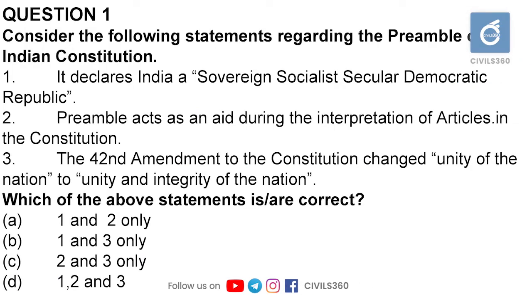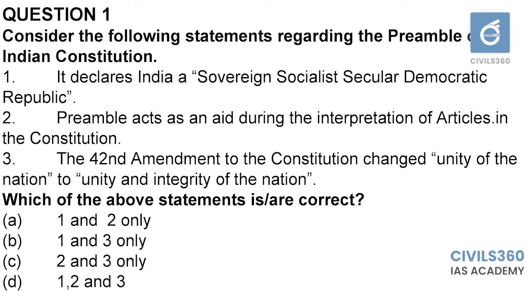Question number 1. Consider the following statements regarding the preamble of Indian Constitution. Statement 1. It declares India as a sovereign, socialist, secular, democratic republic. Statement 2. Preamble acts as an aid during the interpretation of articles in the Constitution. Statement 3. The 42nd Amendment to the Constitution changed unity of nation to unity and integrity of the nation. Which of the above statements are correct?